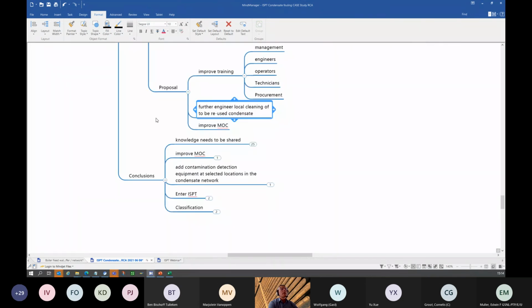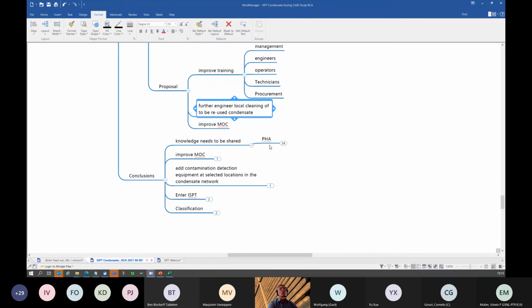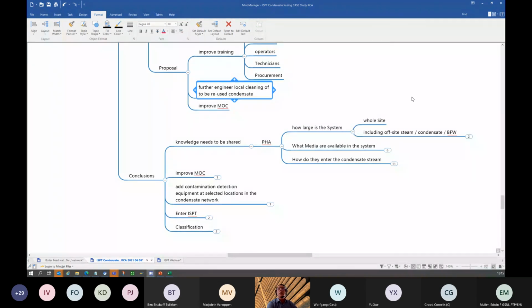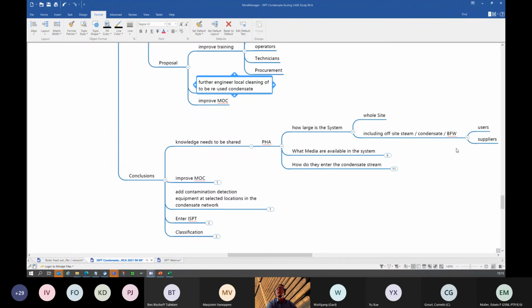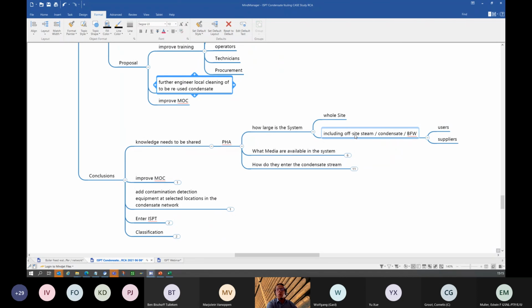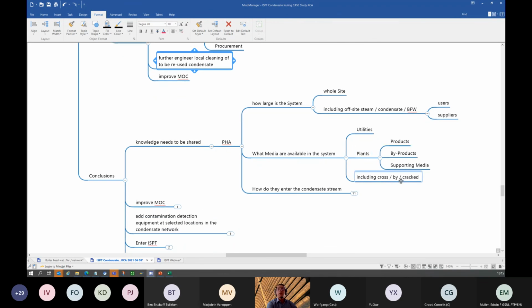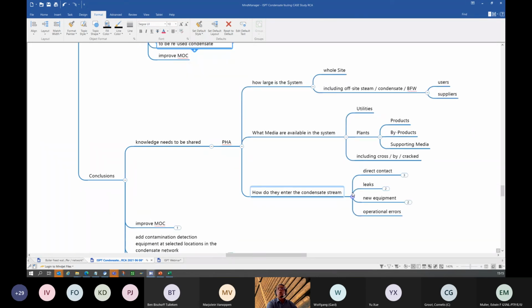And when we look back at the RCA results, we found knowledge needs to be shared for PHAs, and we have to check how large our system is. The system is not just the reactor in a plant, it's not just the plant itself, it's the whole site. So if we do a PHA, we need to check steam systems, condensate systems, boiler feed water systems, users and suppliers. Same goes, by the way, for all the other utilities that are transported over the system. We need to know what media, we already talked about that, are in the system, in the plants, in the utilities, what is going to be cracked if we put it through our boilers. And we have to check all the condensate locations where we can have contamination, also as already mentioned.